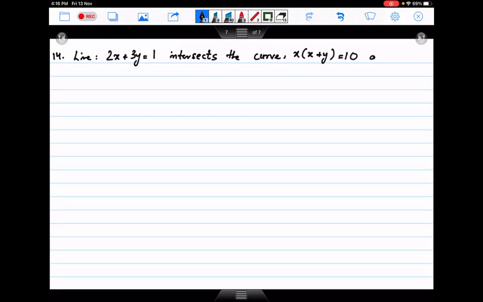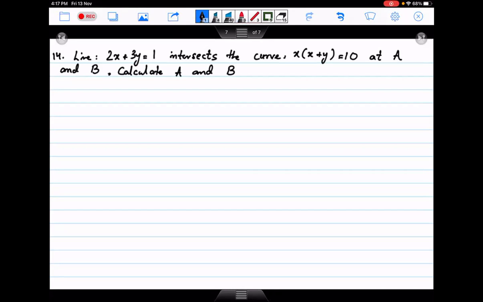So moving on to question number 14. They are asking that a line 2x plus 3y is equals to 1 intersects the curve x into x plus y equals to 10 at A and B, and they want us to calculate A and B. So basically, whatever the intersection points are can be found out by using the simultaneous equation process.